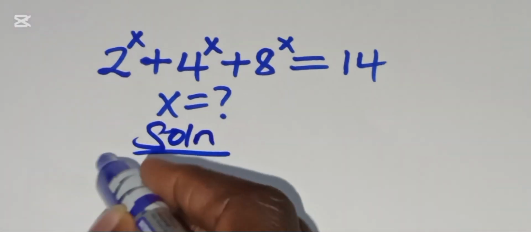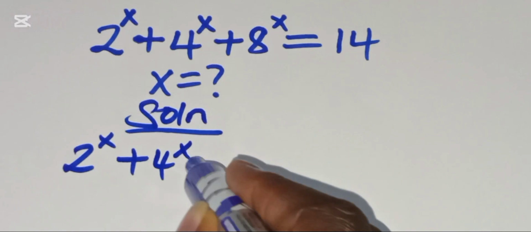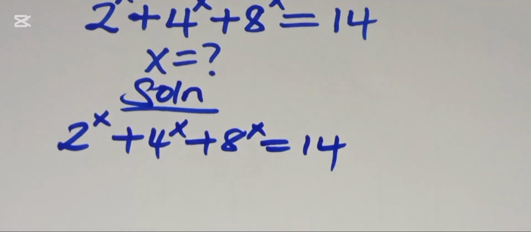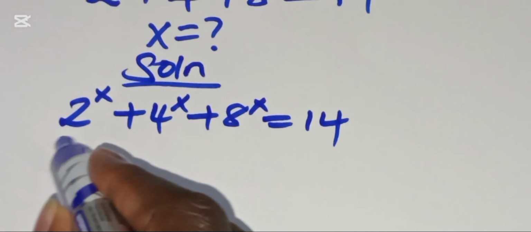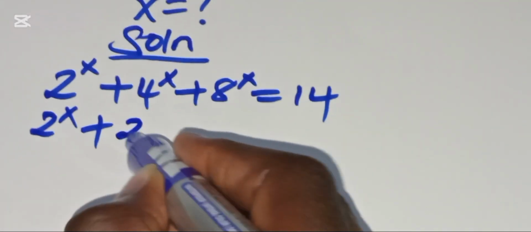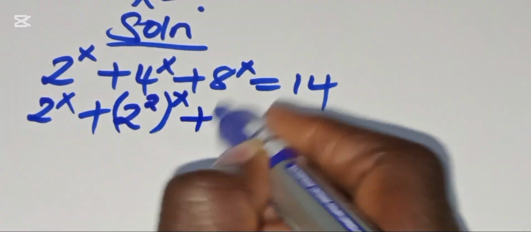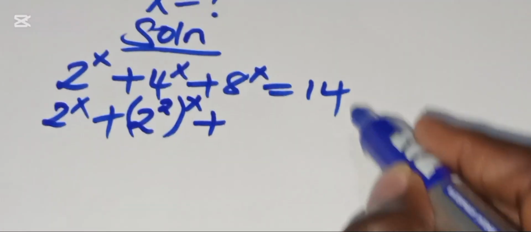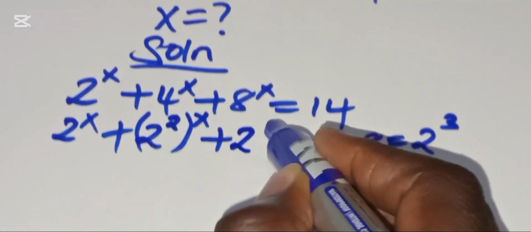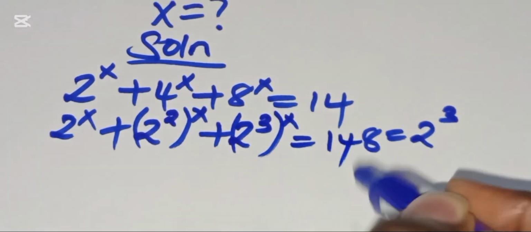Now we have 2 raised to power x plus 4 raised to power x plus 8 raised to power x. This is equal to 14. Okay, so here we can write 4 as 2 raised to power 2, that is 2 squared raised to power x, plus 8, we can write 8 as 2 raised to power 3. So we can have 2 cubed raised to power x. This is equal to 14.